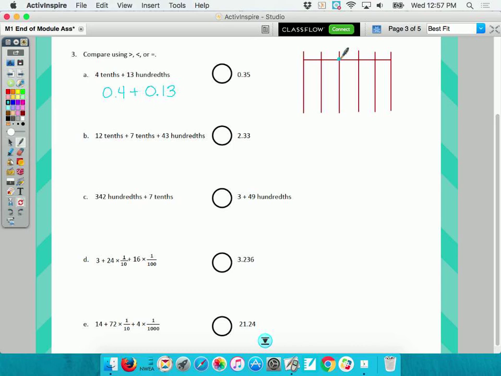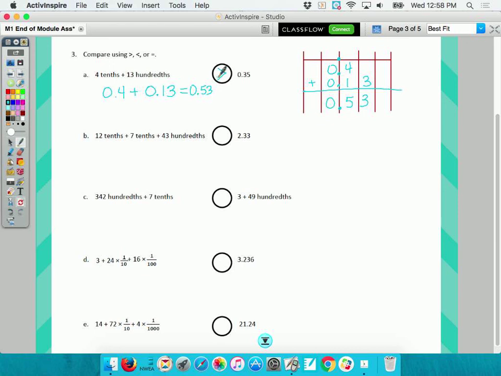So 1, 2, 3, and I'm going to add 4 tenths plus what? 13 hundredths. So my answer is 53 hundredths. So that's just a reminder of how to use that place value chart if you want to. Okay? If it's a test and I'm not quite sure, what do you think I would probably do? Get a place value chart. Okay? So which one's larger, 53 or 35? 53. Good.